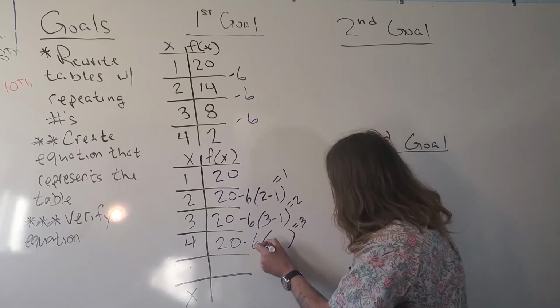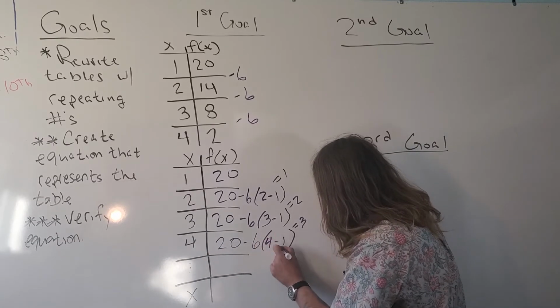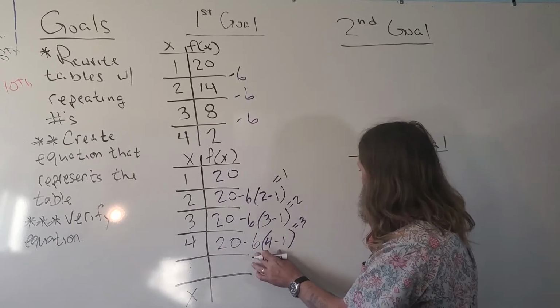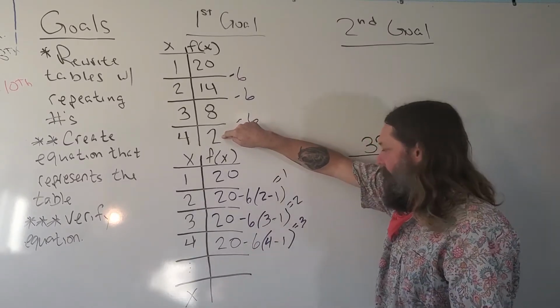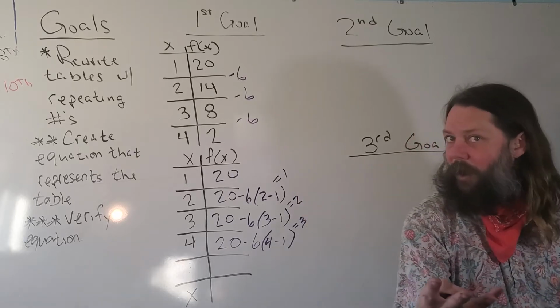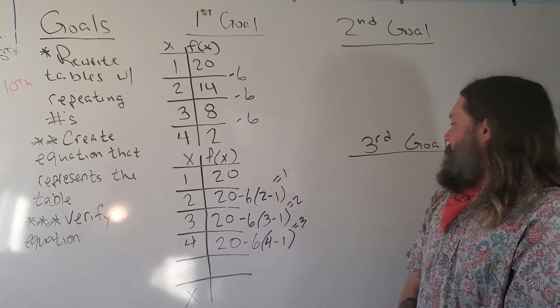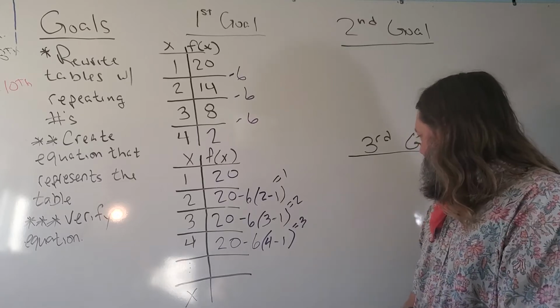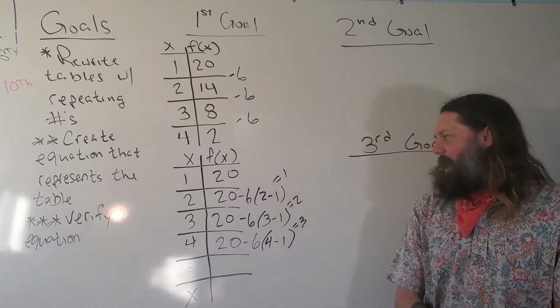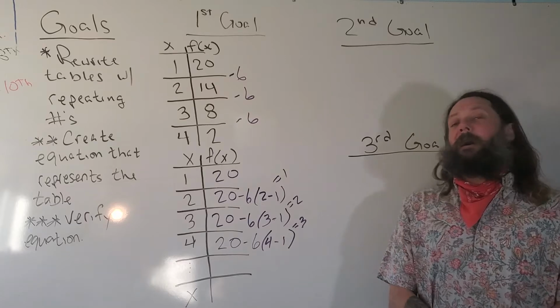But I have to use 4, and again, it's going to be 4 minus 1. This is 3, so I'm taking away 3 6s from 20, and that gives me the value of 2. All right, so we're almost at the point now where we can write our equation. So I have enough information. Remember, all we have to do is replace the repeating numbers with x, and that is our equation.